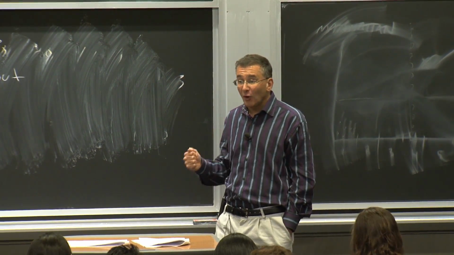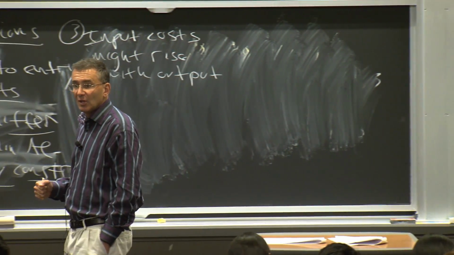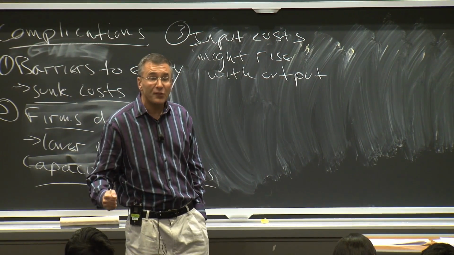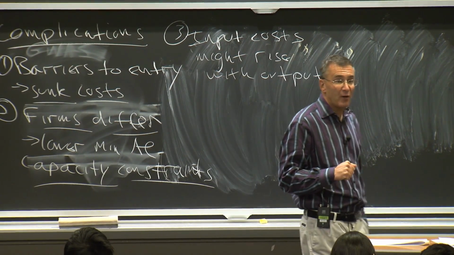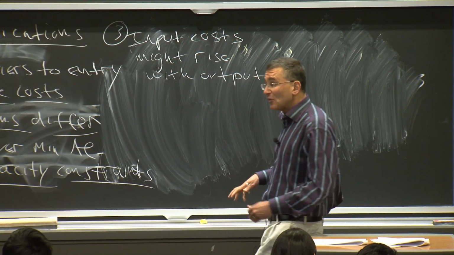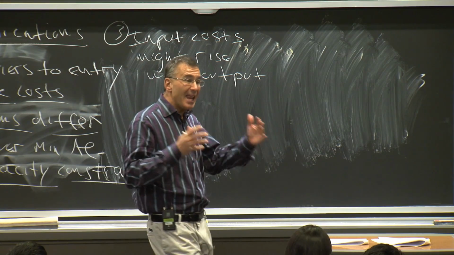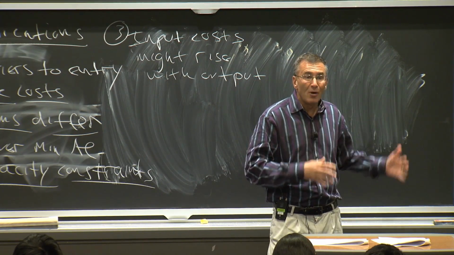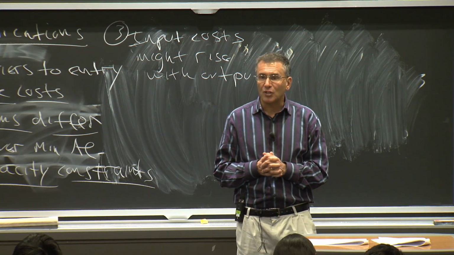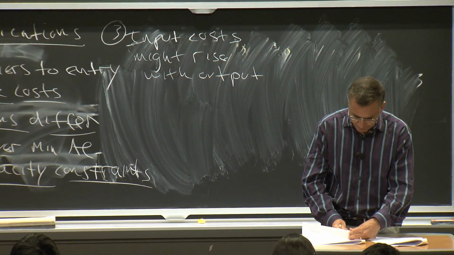But in reality, those prices aren't fixed. In reality, inputs come from markets. And those markets are themselves susceptible to the same kind of pressures as our output markets. Okay? So what might happen is, as a firm produces more and demands more of an input, that input might get more expensive, raising the minimum average cost. So to see that, let's go to figure 11.5.